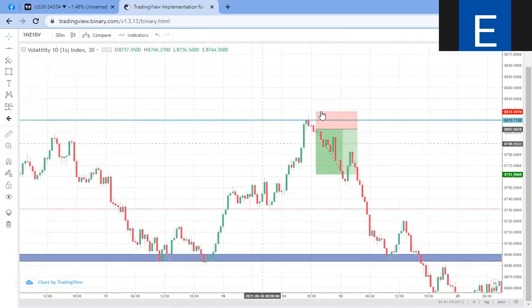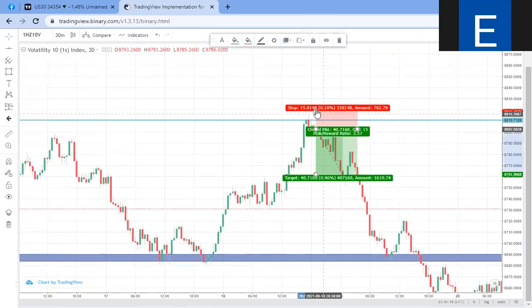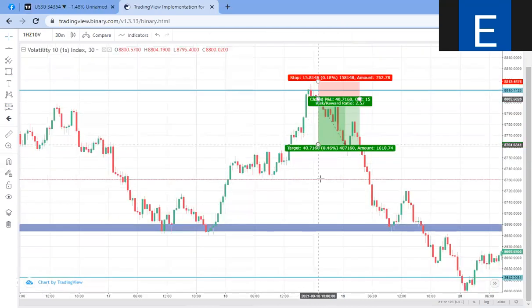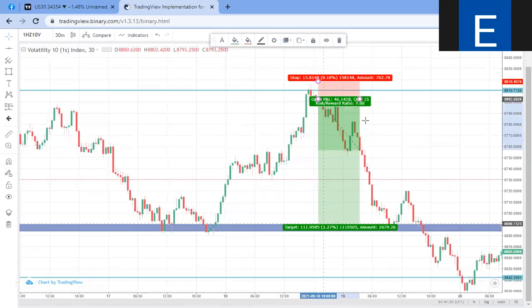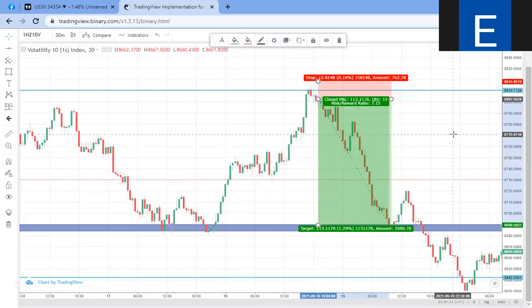Since I'm not expecting price to go above this area and close above it, I put my stop loss there. If price stops me out, that means it has invalidated my setup, and my target was around this area here.